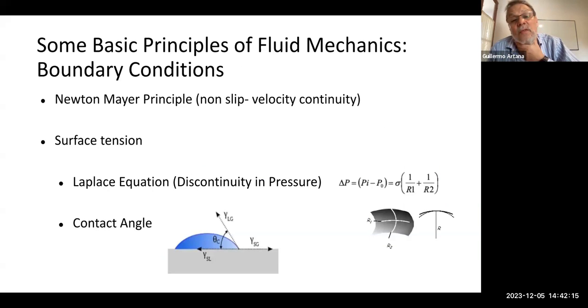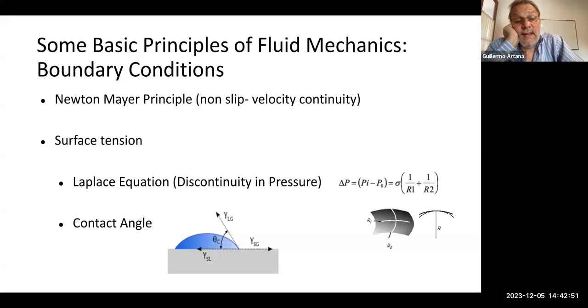Well, also, besides the aspects related to the bulk equation that I have mentioned previously, you have some additional questions that you have to take into account. One of them is that you have to consider the boundary conditions. Usually in fluid mechanics, we use the Newton-Meyer principle. That means that we accept the non-slip or continuity of the velocity between an interface and the fluid.